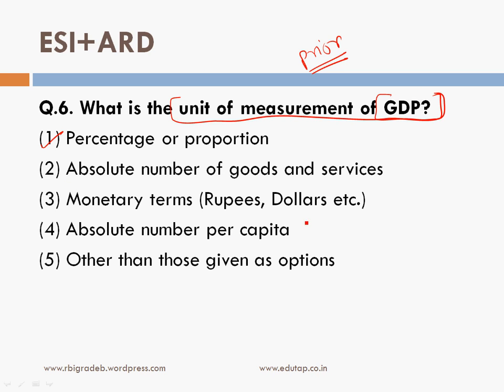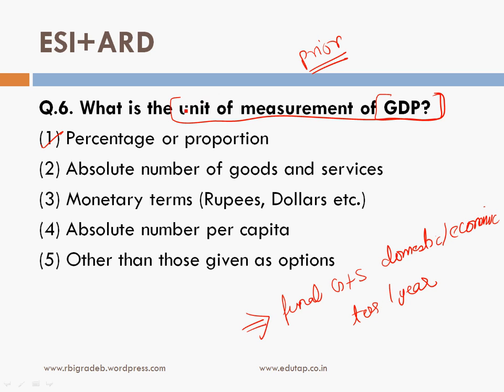Now when we talk about GDP, we say that GDP is nothing but the total number of final goods and services produced in the domestic territory or the economic territory of a nation in 1 year. Now this is the method of calculation of GDP. It is not the unit of measurement of GDP. So there is a difference between method and unit.